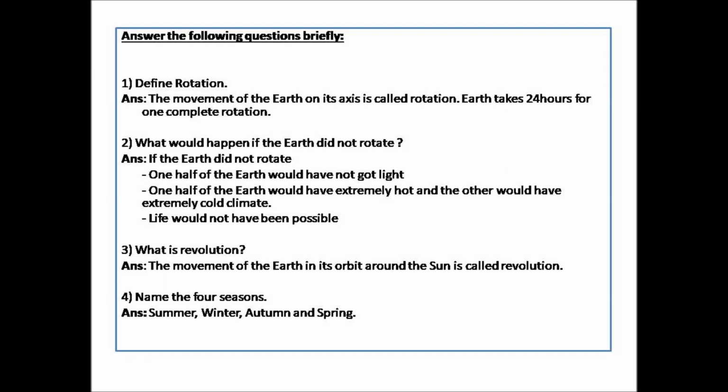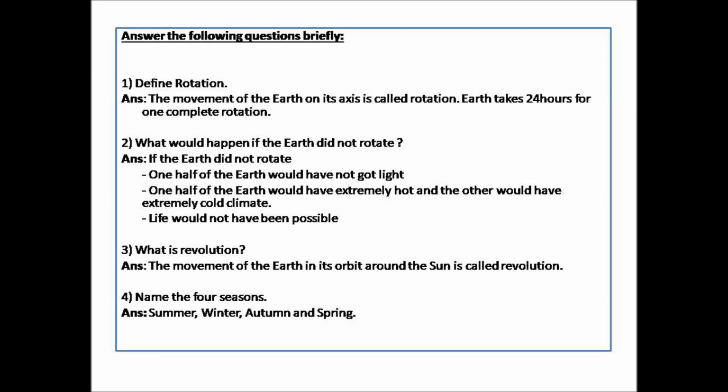So what will happen, children? Yes, if the earth did not rotate, one half of the earth would not get light and would be extremely hot, and the other half would be extremely cold. So therefore life would not be possible on this earth.